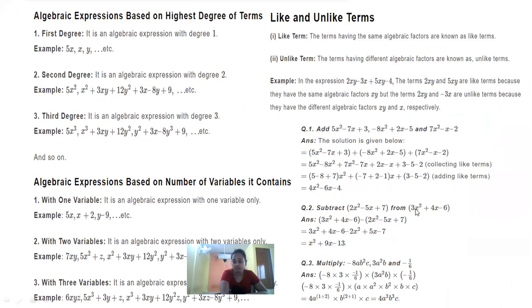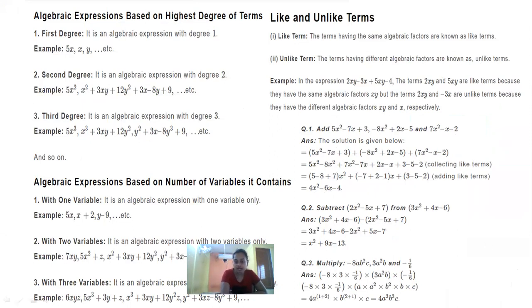In the next expression, you have to subtract 2x squared minus 5x plus 7 from 3x squared plus 4x minus 6. So you will write it in this way. Now this minus will give minus 2x squared, minus into minus will be a plus 5x, and minus into plus again is minus, so this is minus 7. Again I am repeating, this minus is operating on this polynomial, so the signs are going to change. The multiplication rule is plus into plus gives plus, minus into minus gives plus, but plus into minus or minus into plus is going to give minus itself.